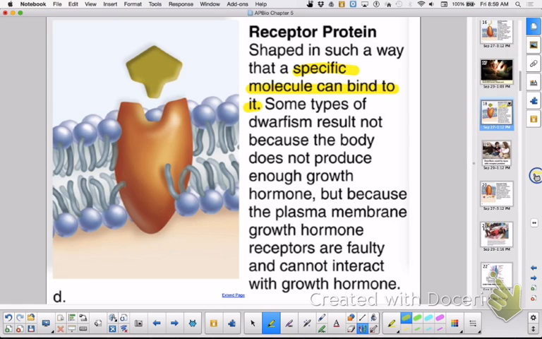So there are various types of dwarfism. You could be in proportion, out of proportion, etc. Maybe you're making, no problem, you're making all the growth hormone that you need, and that would be your anterior pituitary who's making that, and it's releasing that growth hormone. But the problem is your cells, the receptors for those cells, let's say they are shaped in the wrong way.